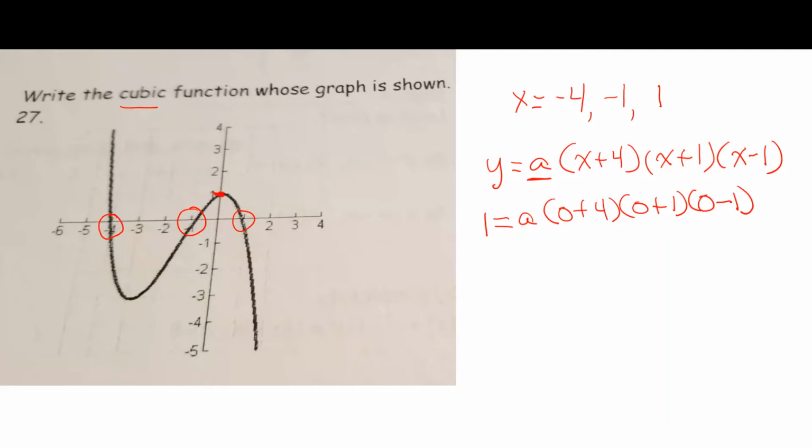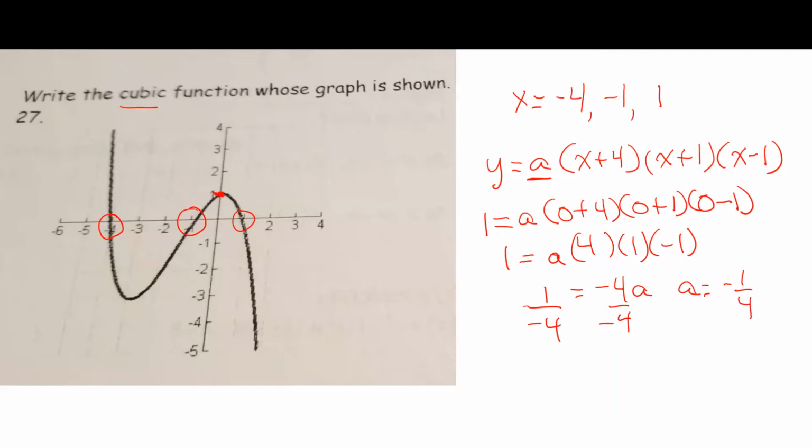All right, and now all I have to do is solve for a, so that's going to be 4 times 1 times -1 times a equals 1. So that's going to be -4a equals 1. Divide both sides by -4. So I end up with a equals -1/4. And now I could just go back and rewrite it into my equation. Instead of a here, I'll put it in blue, -1/4. And there's your equation right here.